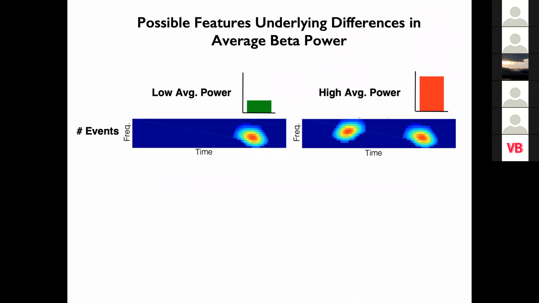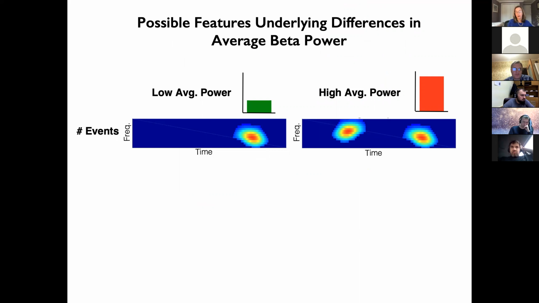So now that we know these events are transient, there's several features that could contribute to high average power. It could be that on trials where we have low average power, we have just one event. So this is a schematic of time and frequency. Compared to on trials where we have high average power, we had more events, but of the same amplitude. So if I average this, I'm going to get high power. If I average that, I'm going to get low power.